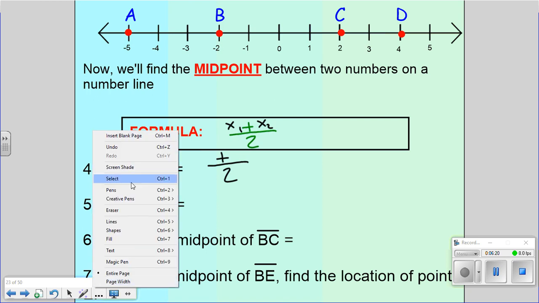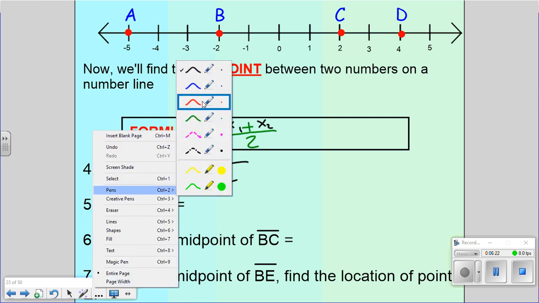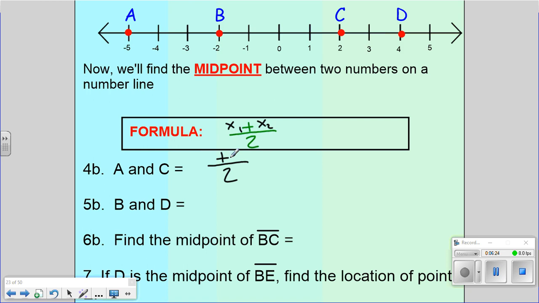And now let's insert the locations of our points. Order doesn't matter. If you want to stick with using the rightmost first, that's fine. So C is on the right, it's again at 2. A is on the left, again at -5. Now let's carry out the order of operations. So we're going to do 2 plus -5, which gives me a -3.